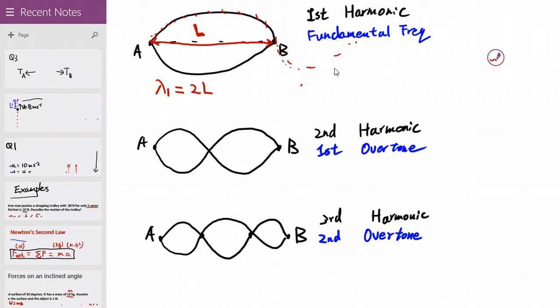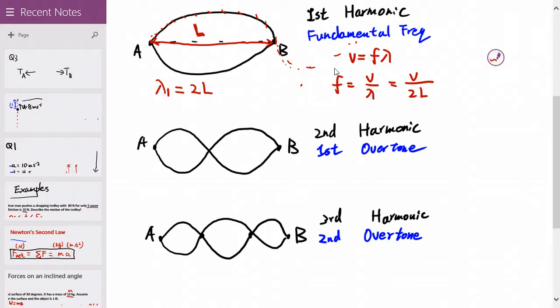Then, using our wave equations, remember that the velocity of the wave is frequency times wavelength. So the frequency is velocity divided by the wavelength. Since the wavelength is 2 times the length, the frequency will be the velocity of the wave, the speed of the wave, divided by 2 times L.